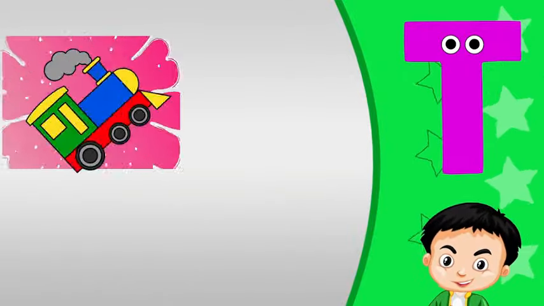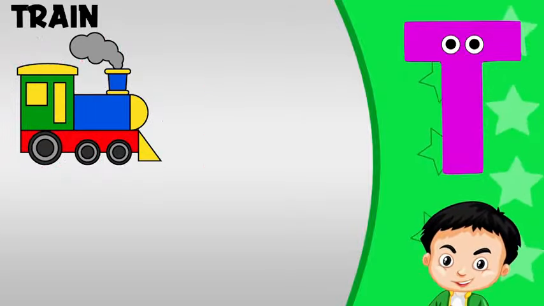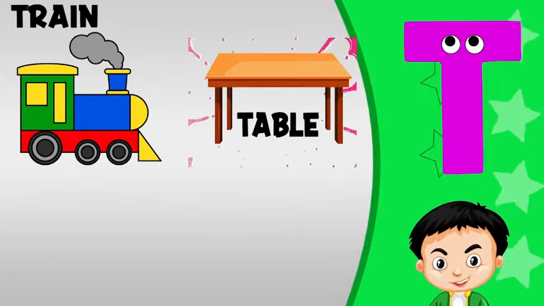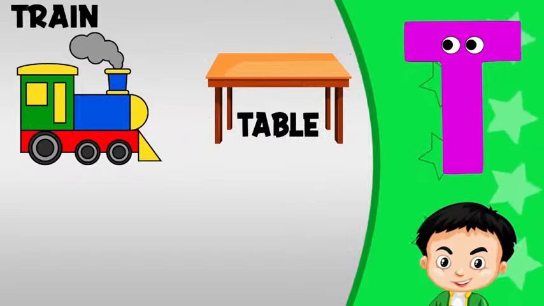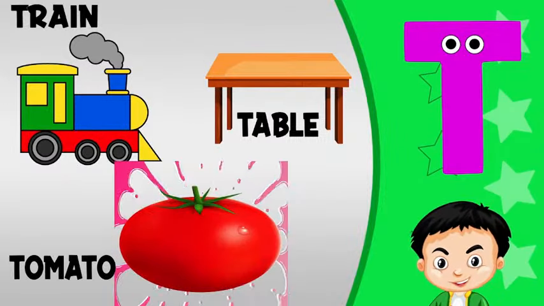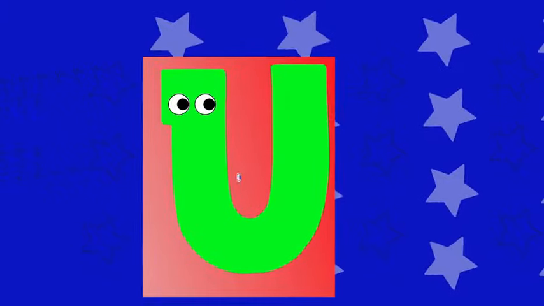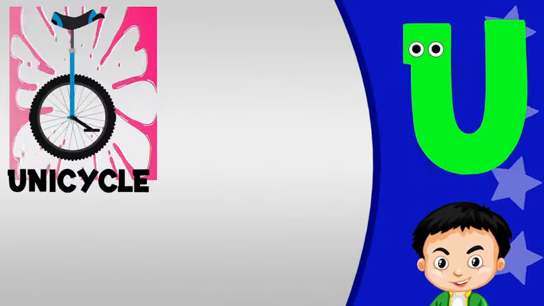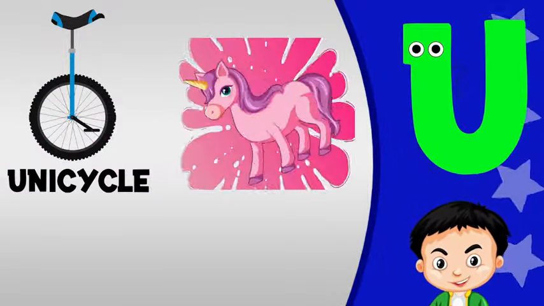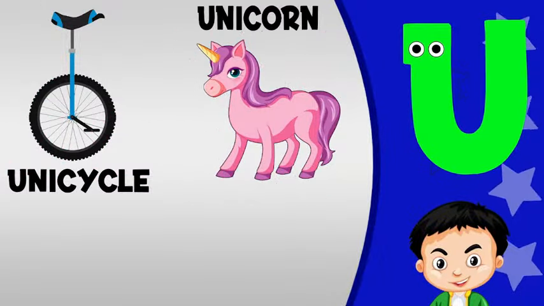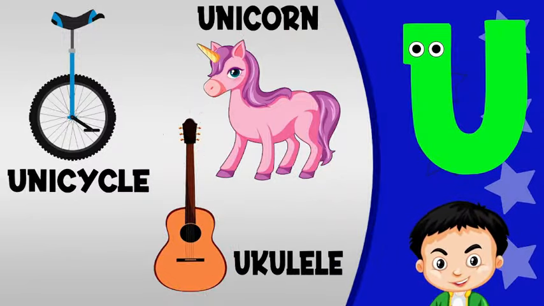T is for train. T is for table. T is for tomato. Find the letter U. U is for unicycle. U is for unicorn. U is for ukulele.